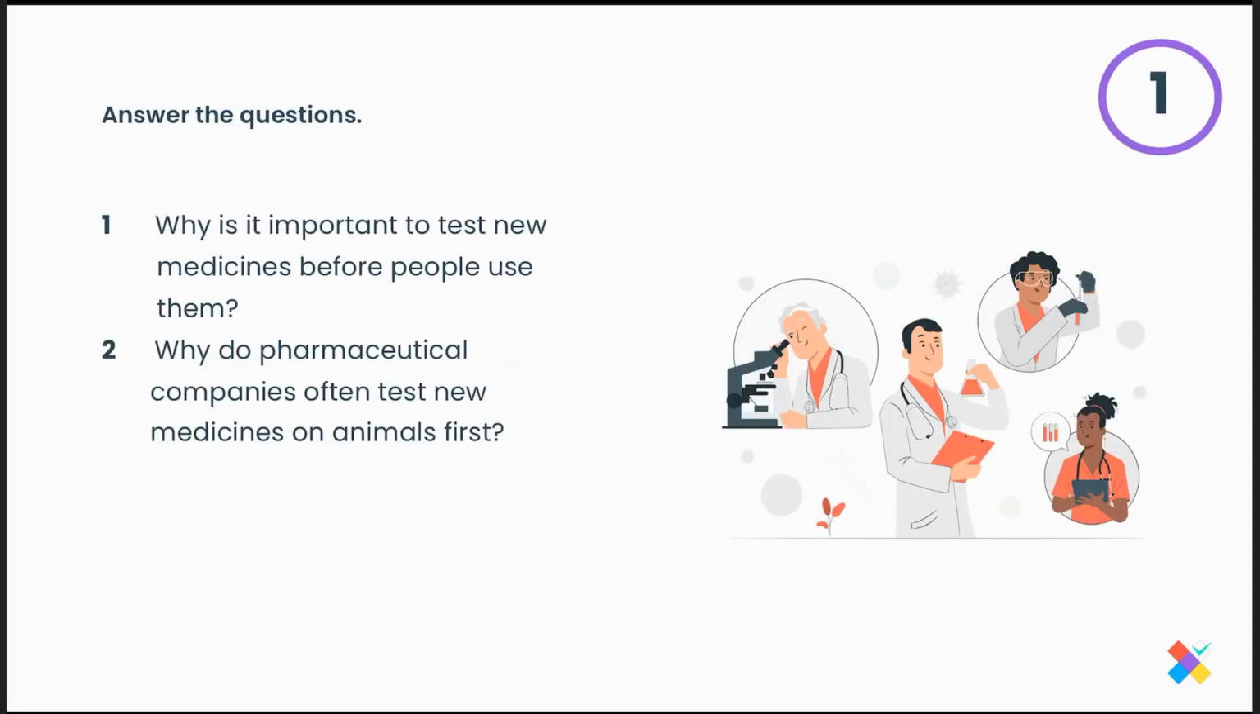Format, obviously. What I would like you to do is to take a minute and answer these questions, and these questions are quite contemporary, I might say. It's about whether we should test new medicines before people use them on animals. So take 1 minute. Again, you can work by yourself or you can work with a study buddy.